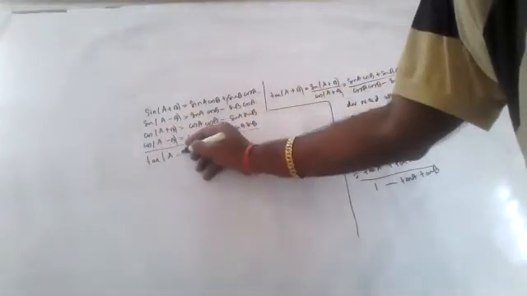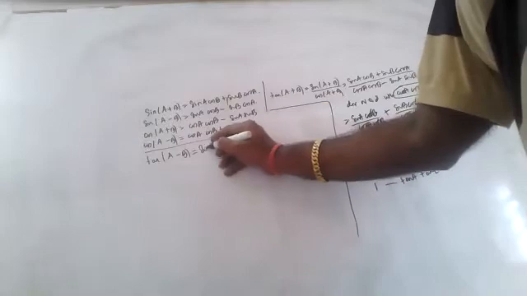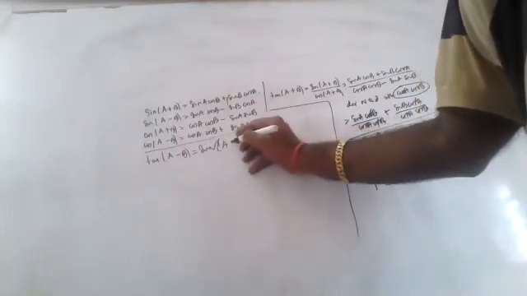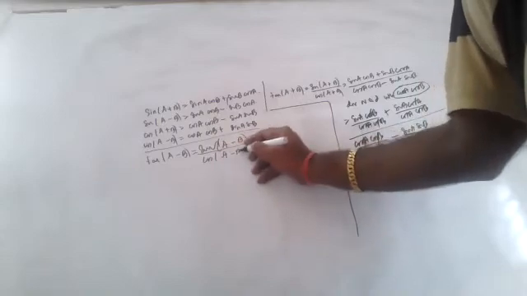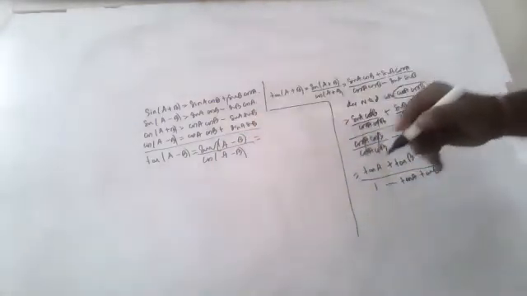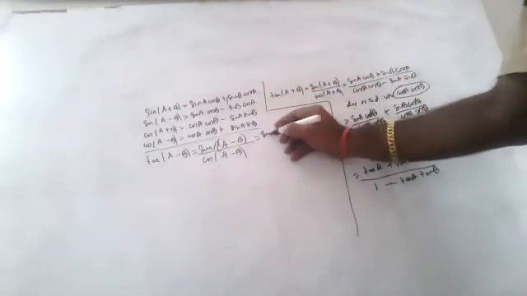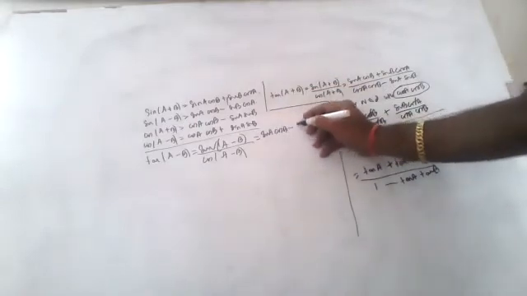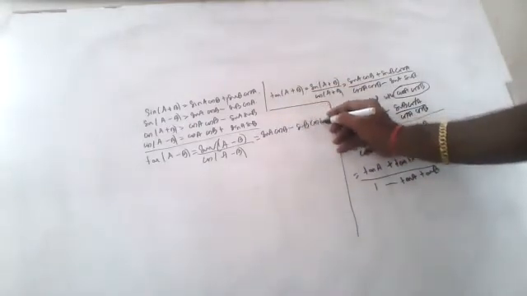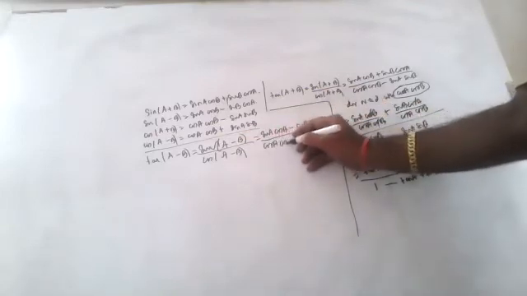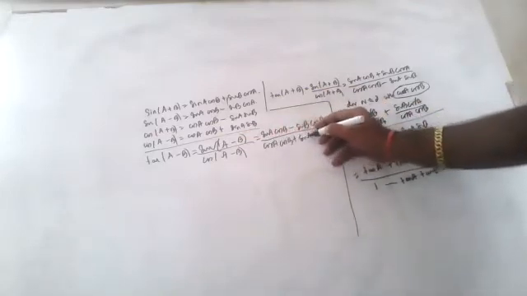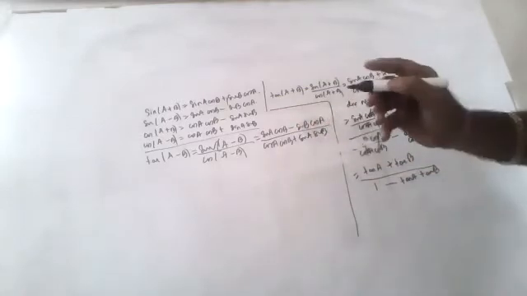Tan(A−B). Okay, tan(A−B) means what, children? Sin(A−B) by cos(A−B). Can anyone tell the sin(A−B) formula, children? Sin A cos B minus sin B cos A. And what is cos(A−B)? Cos A cos B plus sin A sin B. I want the answer in tan.